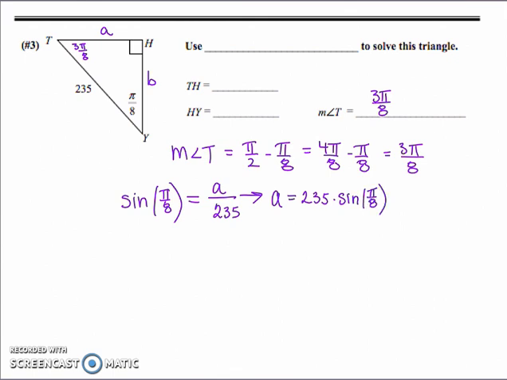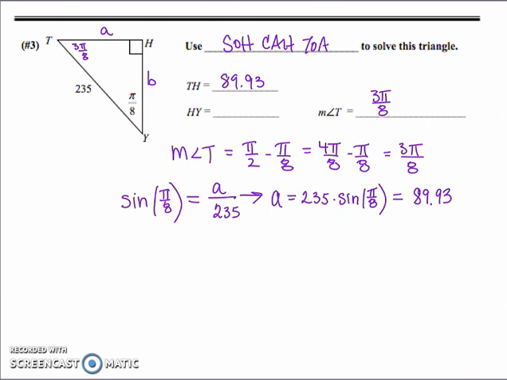Since my angle is in radians, I need to make sure that my calculator is in radian mode. I multiplied 235 times the sine of pi divided by 8, and I end up with 89.93 for side A, which in my triangle is TH. Oh, I apologize, we are using SOHCAHTOA to solve this triangle.